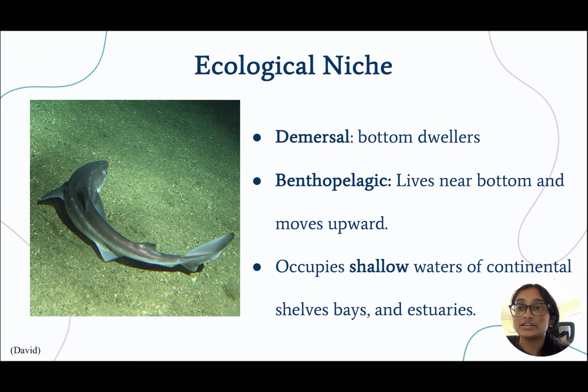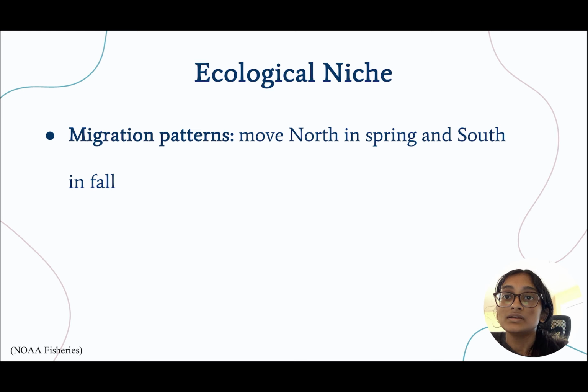The ecological niche of a spiny dogfish is really unique as they are benthopelagic. This means that the spiny dogfish lives near the bottom and also moves upward in the seafloor. They occupy shallow waters of continental shelf bays and estuaries. Additionally, Carolina dogfish are known to be demersal, which means that they are bottom dwellers. They also have migration patterns. They move north in the spring and south in the fall to adjust to the change in weather.